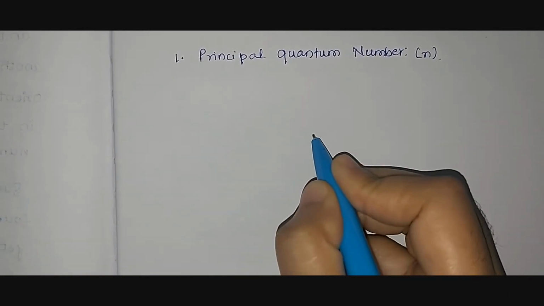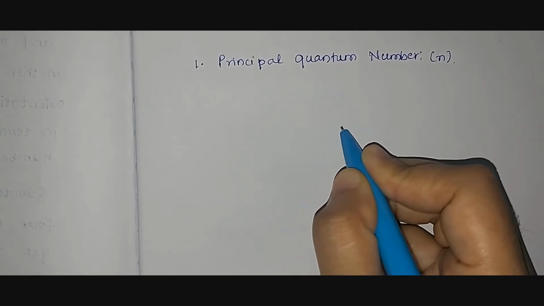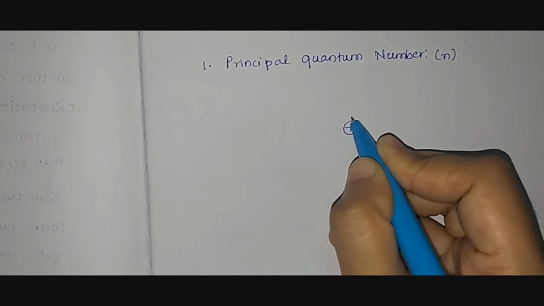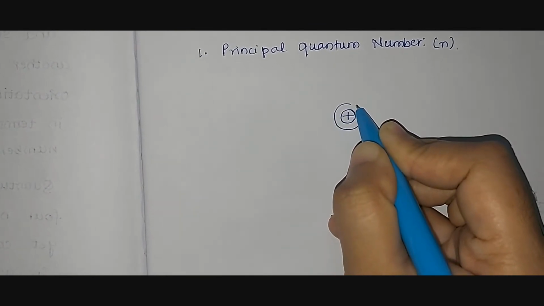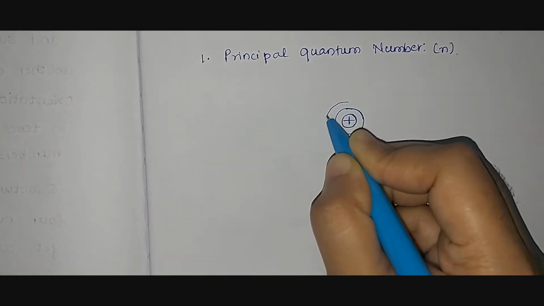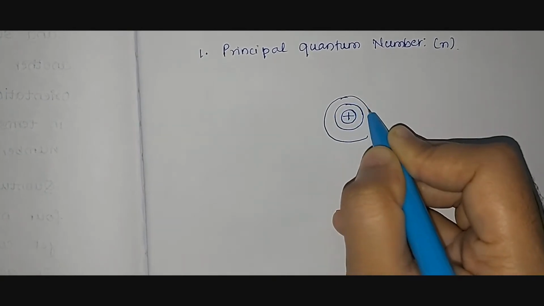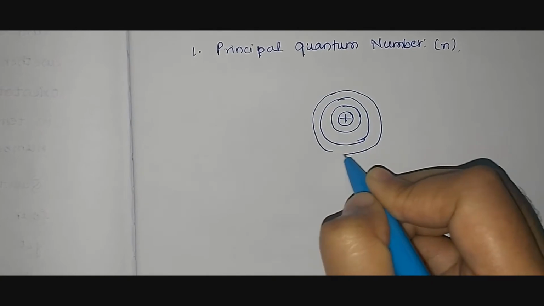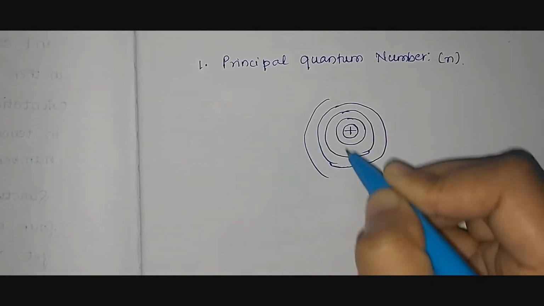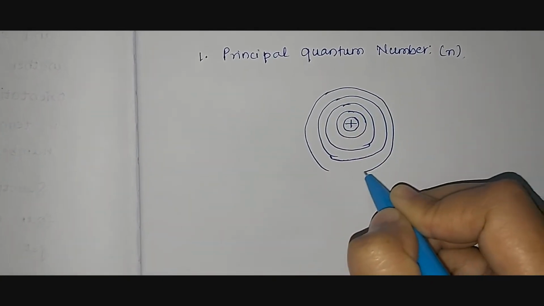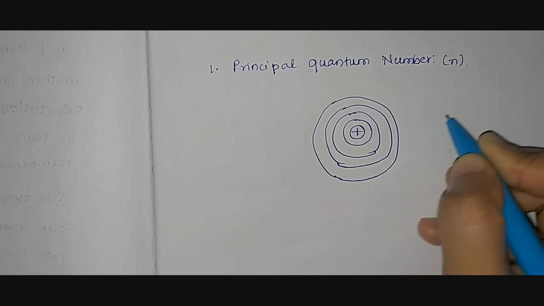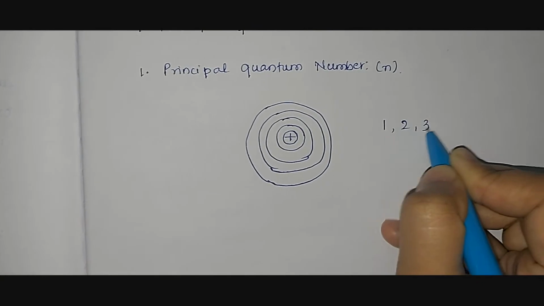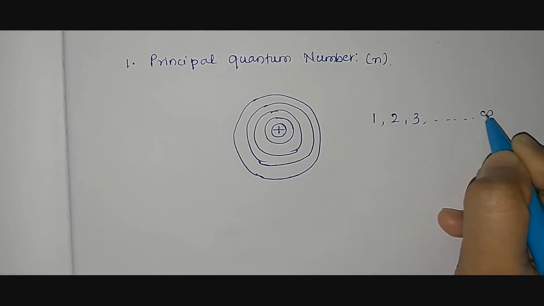So what are these shells? Recall the structure of the atom. At the center of the atom we have the nucleus, then we have the first shell which is also called the K shell, then the second shell which is also called the L shell, then the third shell which is also called the M shell, then the fourth shell which is also called the N shell. The number goes on increasing, so we have the shells from 1, 2, 3, and so on up till infinity.